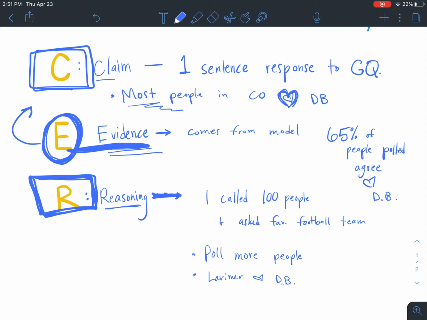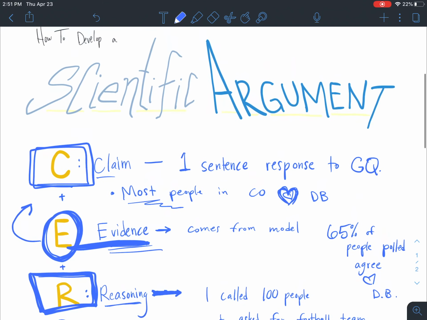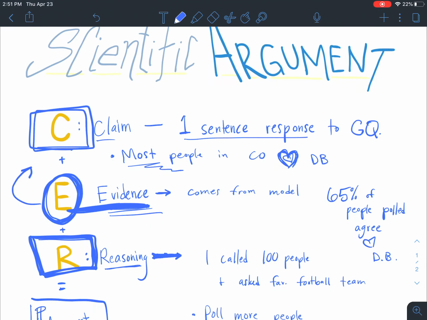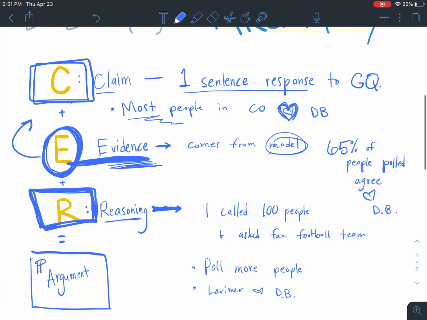So when we write a scientific argument, we do a CER is what it would be called, and a claim, evidence, and reasoning paragraph ends up creating an argument. And an argument is just your statement of what you believe now that you've done all of the testing. So as you come up with your scientific argument, make sure that you come up with your 1-sentence response, which is your claim, supported by evidence, which comes from your model, and then provide the reasons why your evidence supports your claim. That is a CER, and that is how you successfully and effectively create a science-based argument.